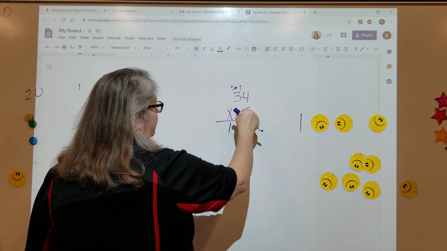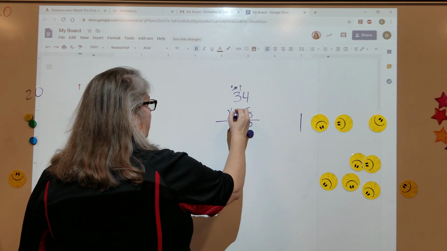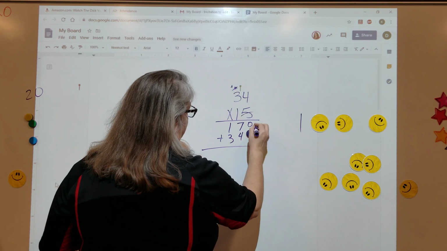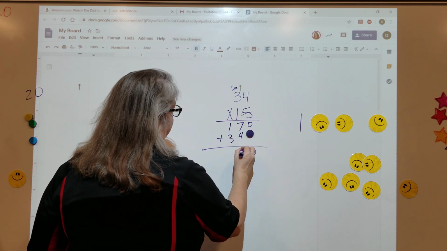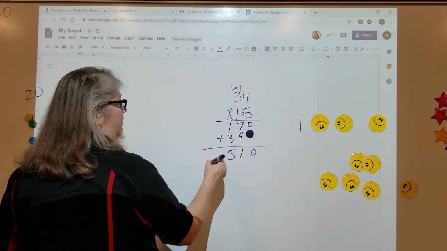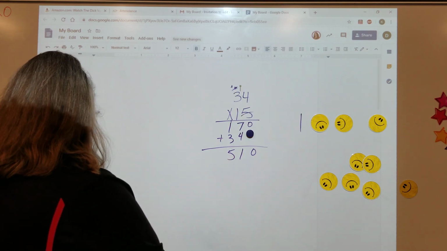Sometimes you have to, and I'll show you, that's the carrying. 1 times 4 is 4. And 1 times 3 is 3. Add that together. 0 plus 0. 7 plus 4 is 11. Carry the 1. 1 plus 1 plus 3 is 5. 510.